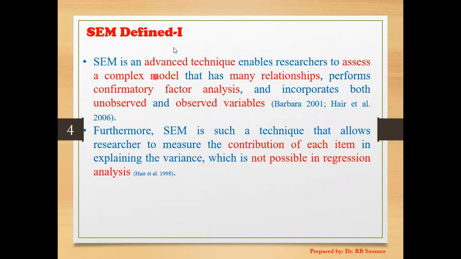Structural equation modeling is an advanced technique. What does this advanced technique do? It assesses the complex model. This complex model can easily be assessed by structural equation modeling, with the many different types of relationships you see here, and confirmatory factor analysis, where you can confirm. As I told you earlier, in the first generation software we were working on exploring the relationships among the variables, but now here you can also run confirmatory factor analysis. The CFA you cannot run in SPSS, because SPSS belongs to the first generation software. And then we can also work on observed as well as unobserved variables. So this is the beauty of structural equation modeling.